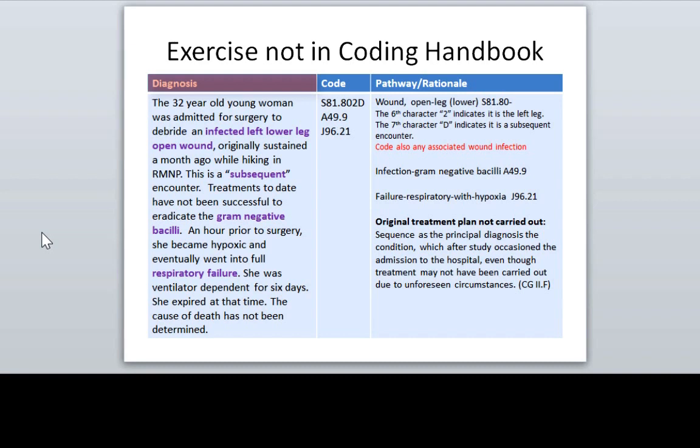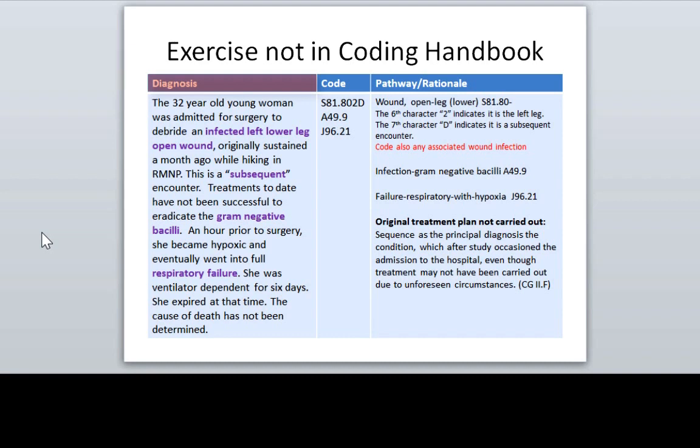I have highlighted in purple those words that will help you look at your main terms. It is a subsequent encounter, which is a 7th character D, as in David. We aren't told exactly what organism it is, but gram-negative bacilli does allow us to find a code. And then the respiratory failure, the cause of death, is coded. No, I'm sorry, that wasn't the cause of death. The respiratory failure, because she went into respiratory failure, is coded. We don't know the cause of her death.